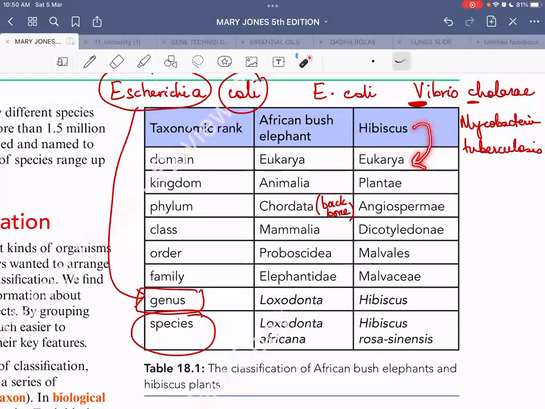Yes. ठीक है. Domain Eukarya, kingdom Plantae because it's not an animal, phylum Angiospermae. Angiospermae means flowering plants. So hibiscus is a flowering plant. Hibiscus flower हम सब ने देखा है, वो reddish pink color का जो इसका flower होता है. अच्छा, अब इसकी क्लास क्या है कि whether it's a dicot or a monocot. So hibiscus is a dicot.